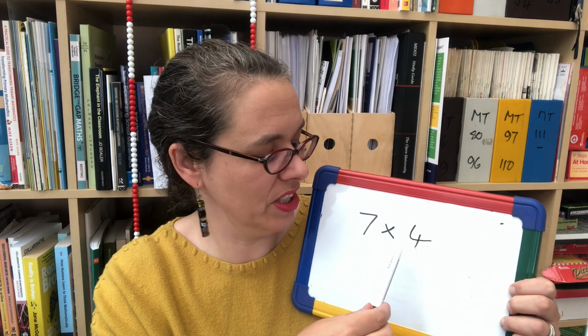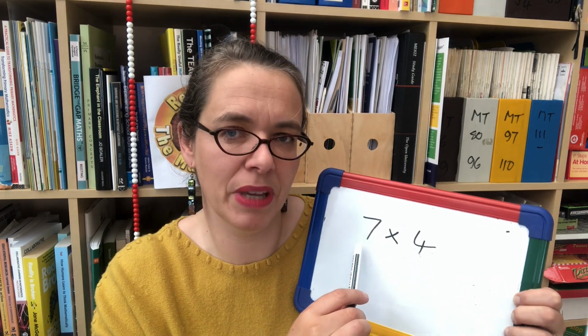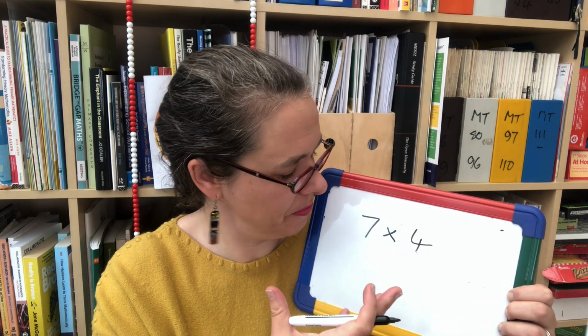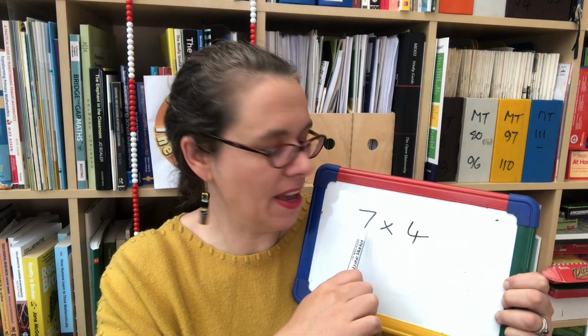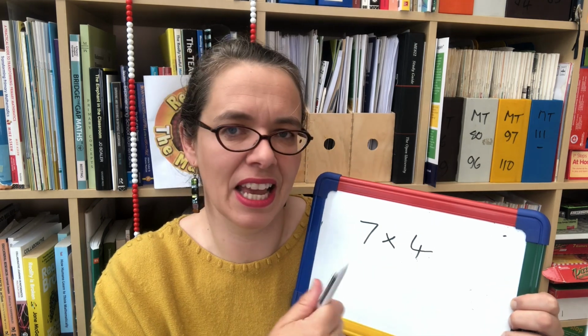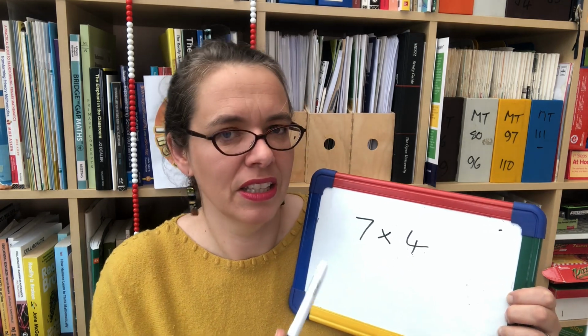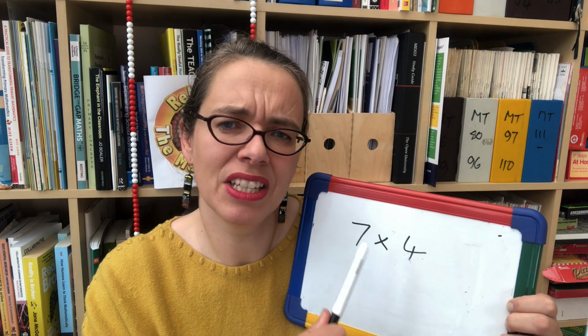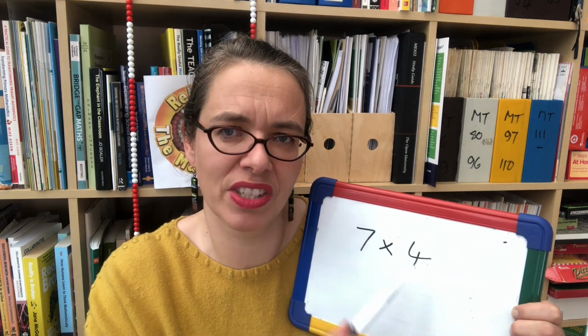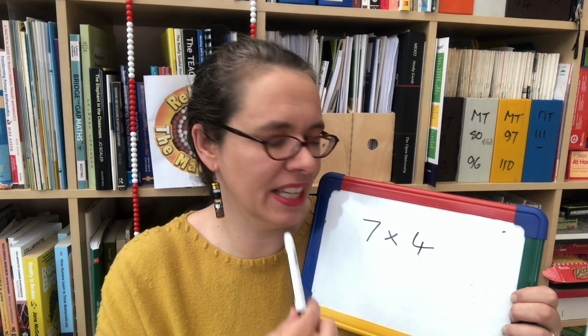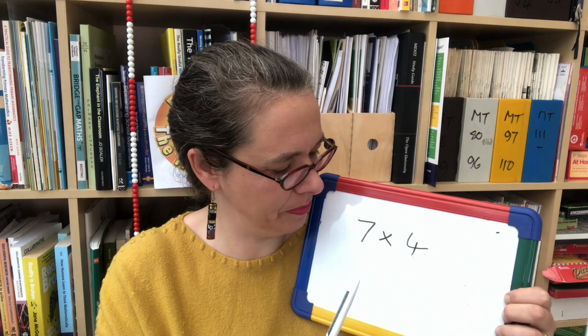The 4 could be the quantity, and the 7 could be the scaling or proportioning factor, or the 7 could be the quantity, and the 4 could be the scaling or the proportioning factor. So number can be 2 things. It can be a quantity, or it can be a scaling or proportioning factor. And this idea that number can be 2 things really does underpin the understanding of percentages.